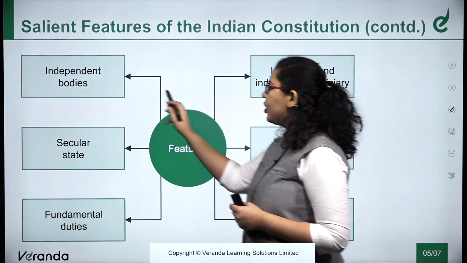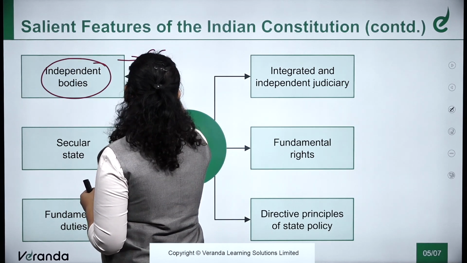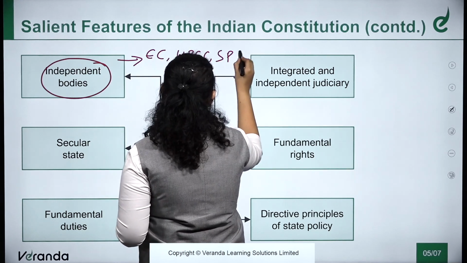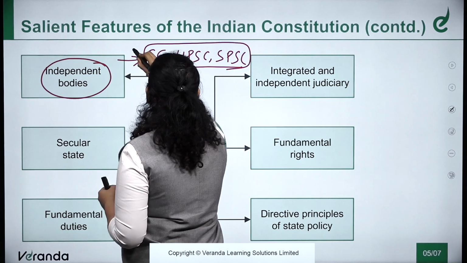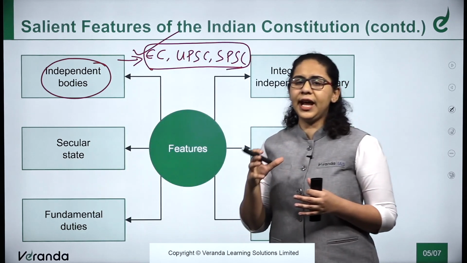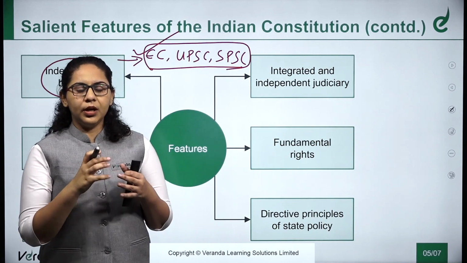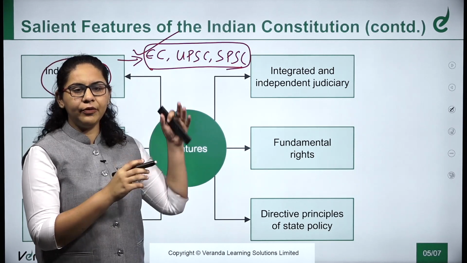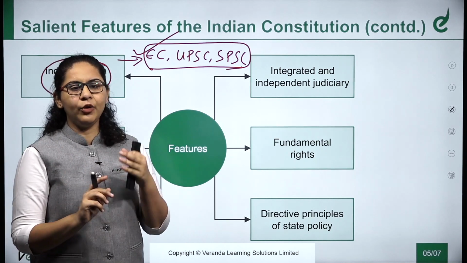Next is independent bodies. We have multiple independent bodies that constitute the Election Commission, UPSC, State PCS, and many more. These independent bodies have their funds derived from the Consolidated Fund of India. There is nothing which can disrupt their functioning, and therefore they are independent in nature, and it is very important for them to be independent for the functioning of India.